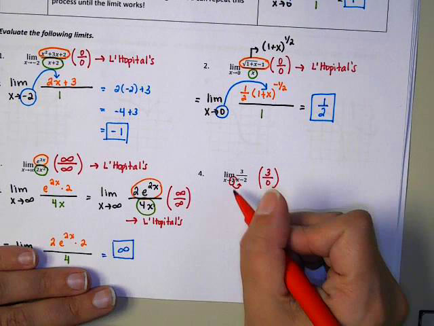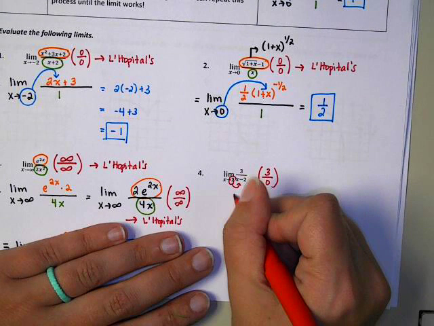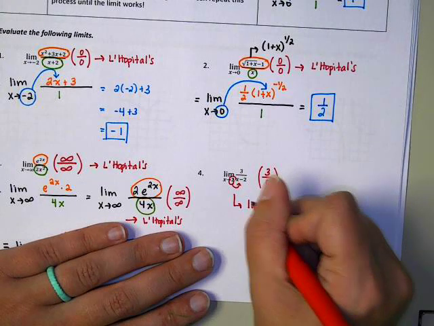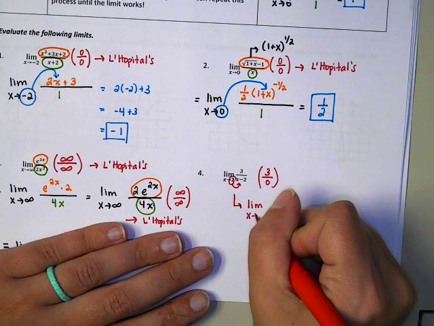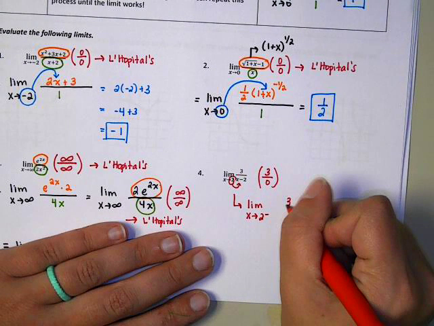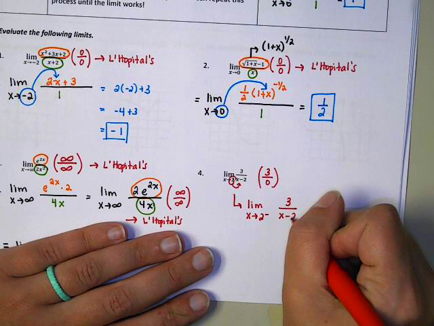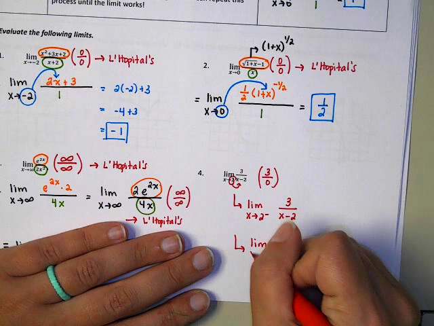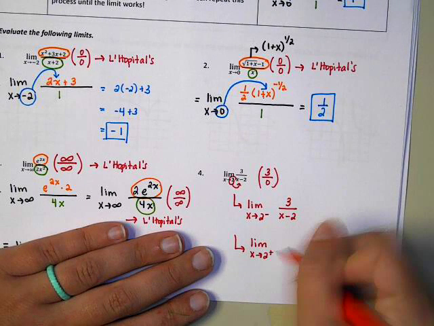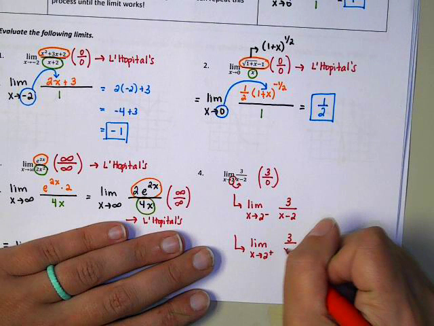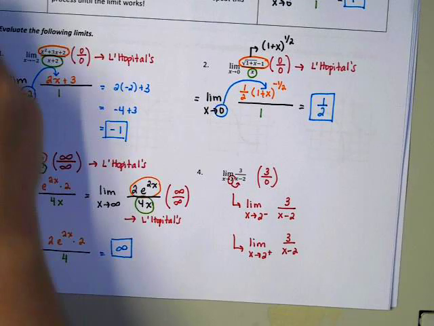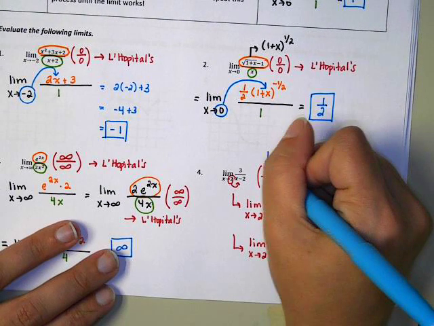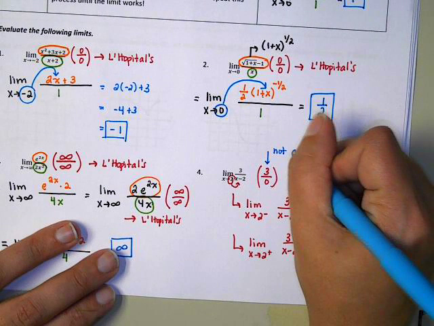So what we need to do here instead is fall back on some of our old derivative techniques. In order to check the limit as x approaches 2, I'm going to need the limit as x approaches 2 from the left of 3 over x minus 2, and I'm going to need the limit as x approaches 2 from the right of 3 over x minus 2. And again, I'm doing this because this is not an indeterminate form.